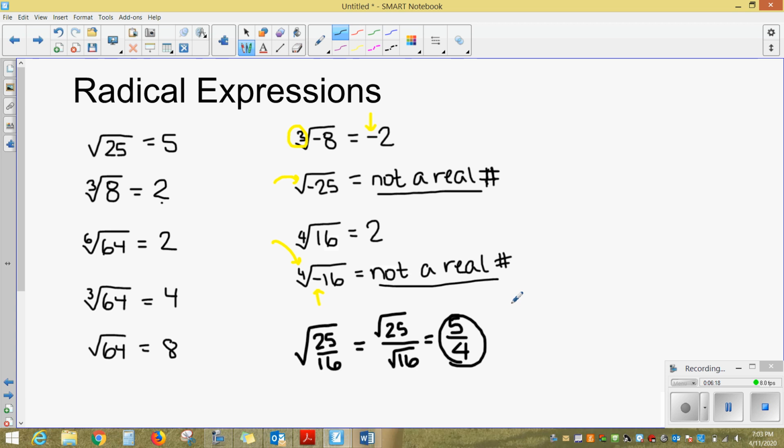So our initial situation with radicals, they're all going to be nice. We'll have integer or nice rational values, or occasionally we'll say that's not a real number. But everything cleans up and the radical goes away the first time we see this.